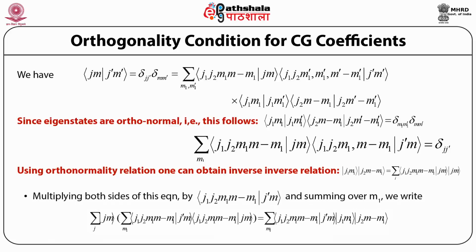Now, multiplying both sides of the above equation by the Clebsch-Gordon coefficient <j1 j2 M1, M minus M1|J' M>, and then summing over M1, we can rewrite the above equation as the summation over J of |J M>, bracket open, summation over M1 of <j1 j2 M1, M minus M1|J' M> <j1 j2 M1, M minus M1|J M>, bracket closed, and this turns out to be equal to the summation over M1 of <j1 j2 M1, M minus M1|J' M> |j1 M1>|j2 M minus M1>.